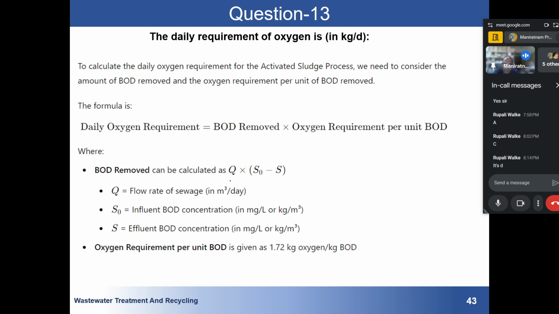So you can see that it is BOD removed into the biological oxygen requirement per unit BOD. BOD removed is given by Q into S naught minus S. Q is the flow of sewage, S naught is the influent, that is 320, and S is the effluent, that is 20 milligram per liter. Oxygen requirement per unit BOD is given as 1.72 kg oxygen per kg BOD.